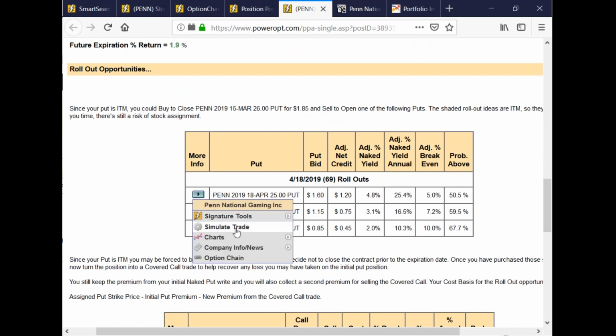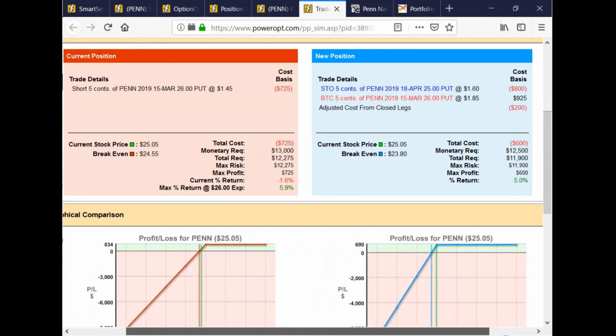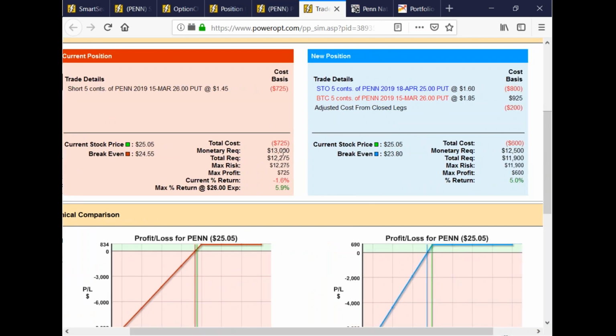Okay? Now, whenever you're analyzing a rollout opportunity, of course, it's good to see the numbers, but then we can also click the More Information button, go Simulate Trade, and we see a side-by-side comparison, my before and after picture. Here's my position right now. Unfortunately, as we saw, to liquidate now is a 1.5% loss. If we hold it to expiration and stock stays at 25.05, we saw it was a 1.9% gain. If it goes back up above 26, we make 5.9%.